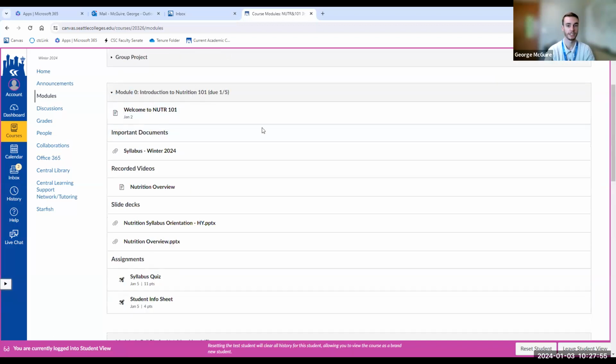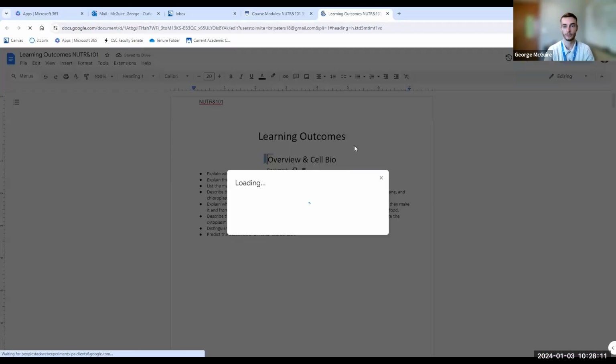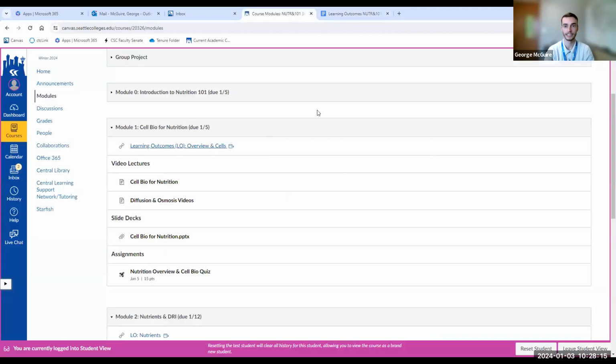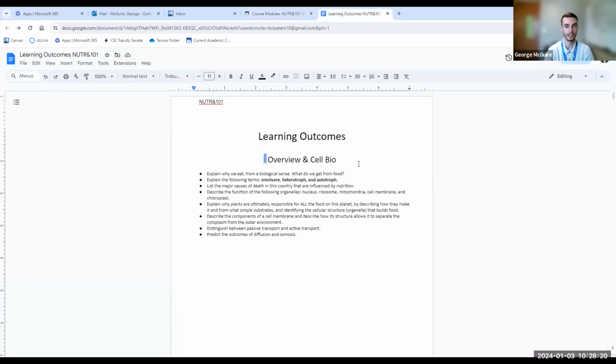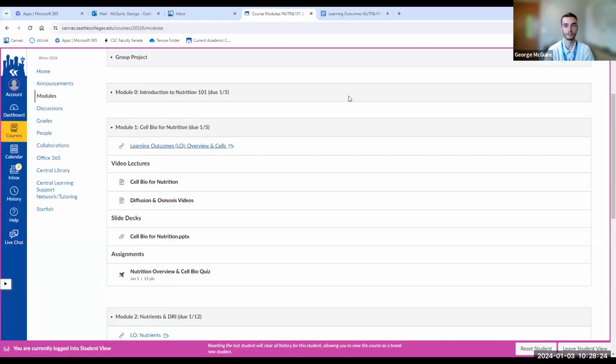So let's look at module 1, because this is more representative of what a typical module will look like. So for most of our actual content, each module will have the set of learning objectives. So this is going to take you to the Google document with all of the learning objectives for the course. In each module, I have it linked directly to learning objectives for that week. So this one took you to cell bio. Module 2 is going to take you directly to nutrients. Right?